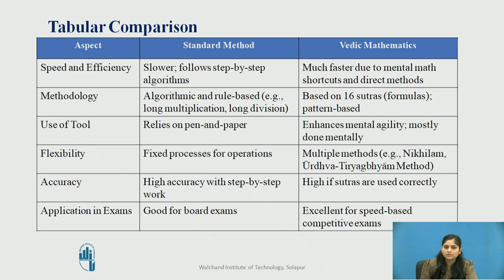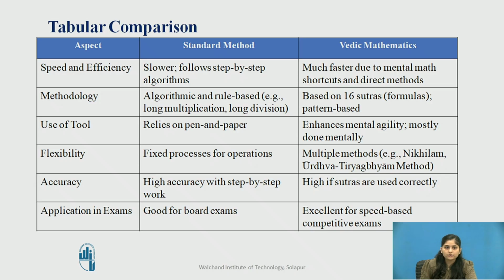Now, let us study the comparison of standard mathematics with Vedic mathematics, considering these points. In terms of speed and efficiency, standard mathematics is slower as it follows a step-by-step algorithm, whereas Vedic mathematics is much faster due to mental math, shortcuts and direct methods. In terms of methodology, standard mathematics uses algebraic and rule-based methods, for example long multiplication and long division, whereas Vedic mathematics is based on 16 sutras or formulas only. That means it is a pattern-based method.